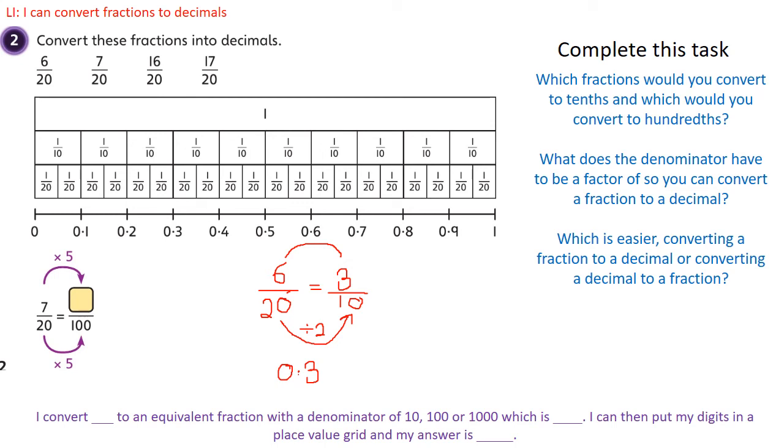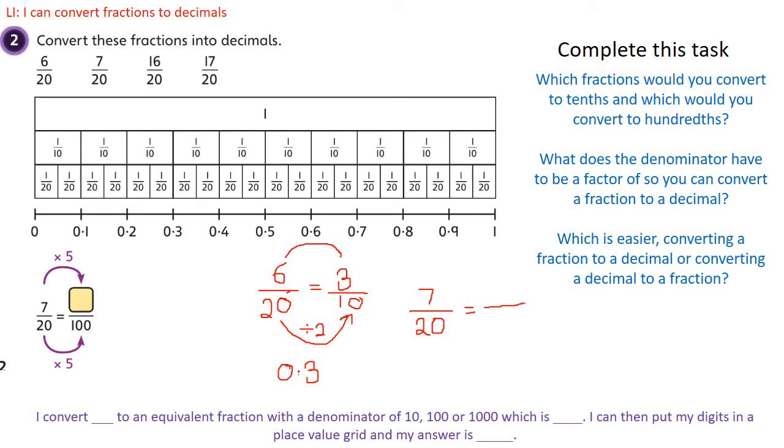7 20ths. Can I make that into an equivalent fraction over 10? Why not? Why can't I make 7/20 into an equivalent fraction over 10? Because the numerator is an odd number. So we would need to divide by 2, but we wouldn't get a whole number. And we can't have a decimal number as the number for our numerator.